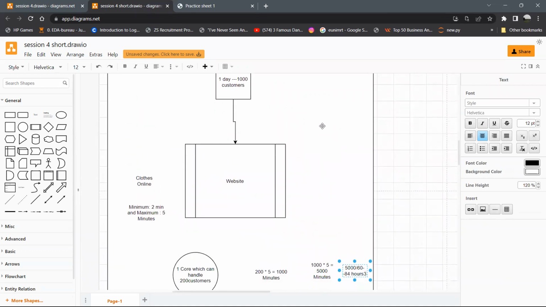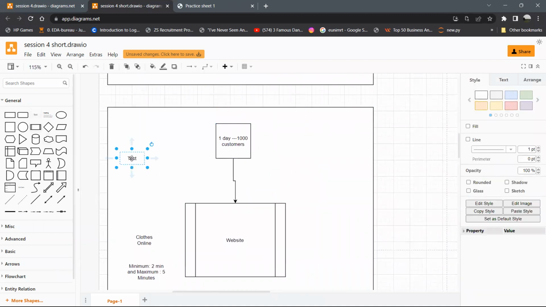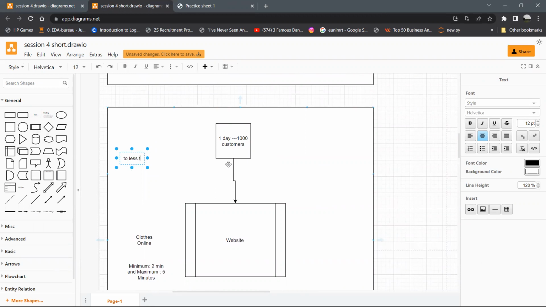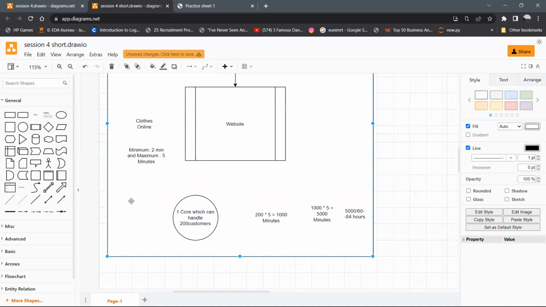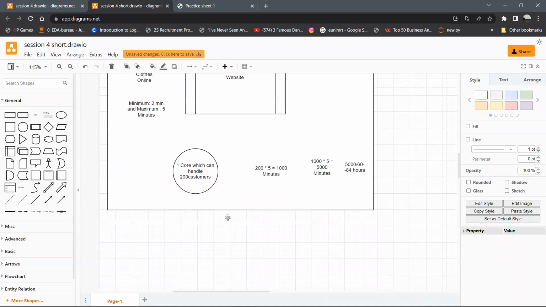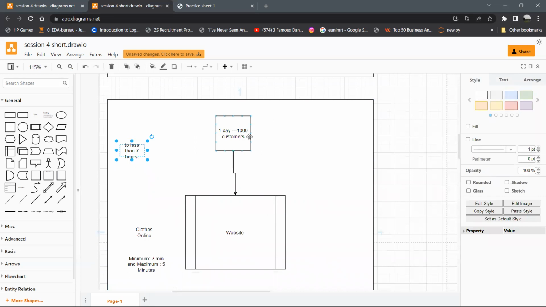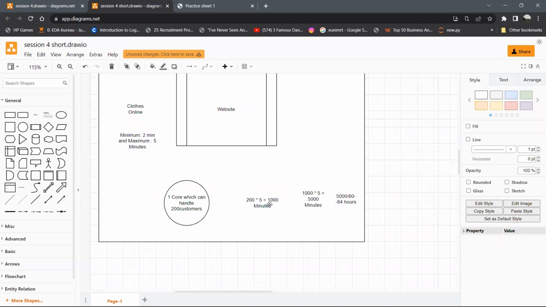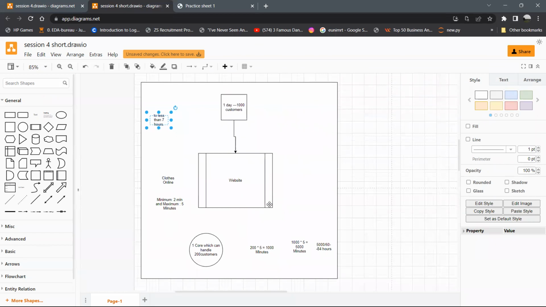Now the person wants, or the client wants, to decrease the time to less than 7 hours. So you have to answer how many cores will be required to reduce the whole shopping, like 1,000 customers to buy anything from this website to less than 7 hours. So this is the question. Please solve it, and if you have any doubts, contact us. Thank you.